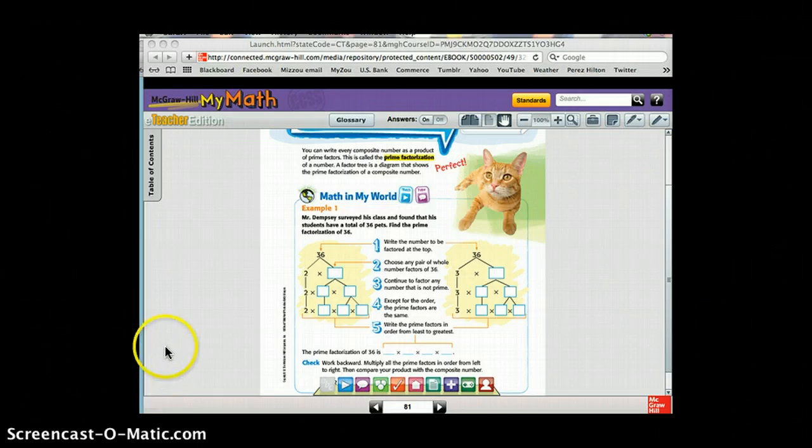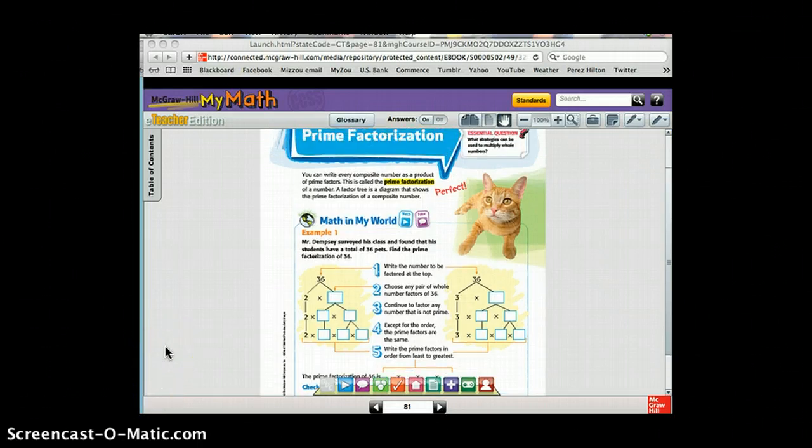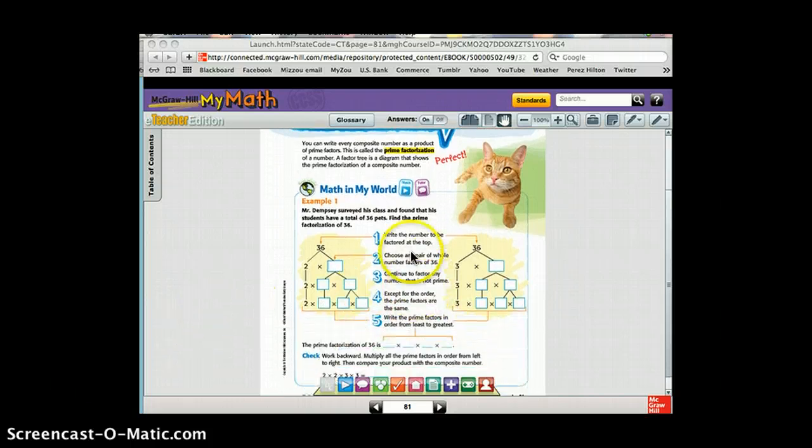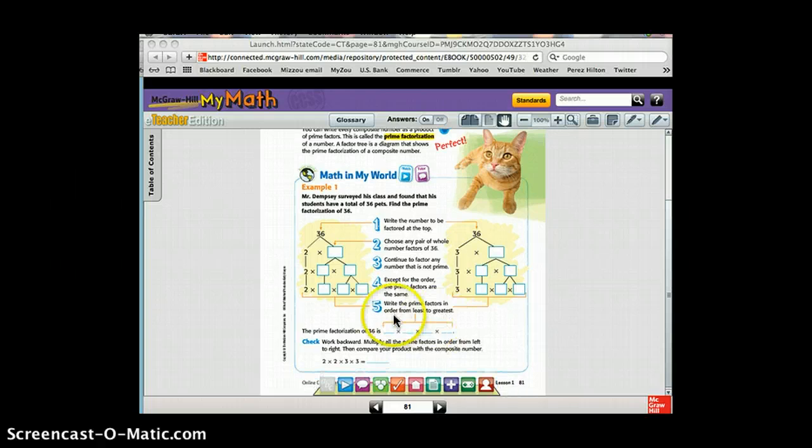All right, so if you look at page 81 in your textbook or online, you'll see it's just like the steps that the video talked about. It kind of breaks it down for you, and it's starting with 36. So it's walking you through these steps: writing the number on top of the tree, choosing any pair of whole numbers that are factors of 36, and then continuing to factor down your tree, and making sure that you get, at the end, the prime factors.